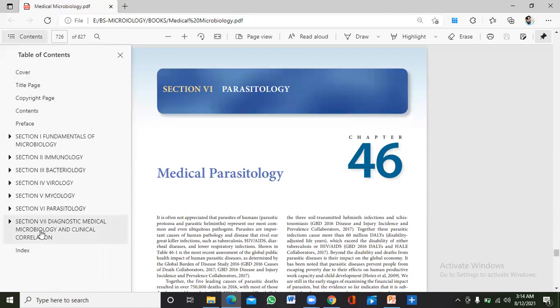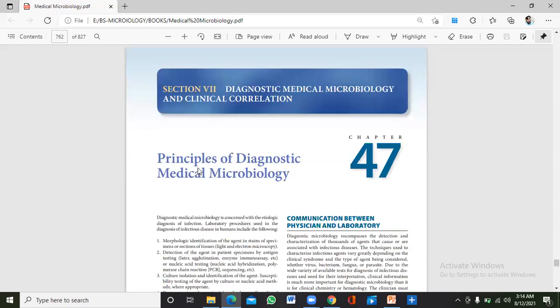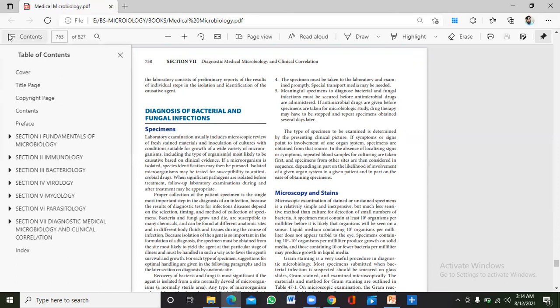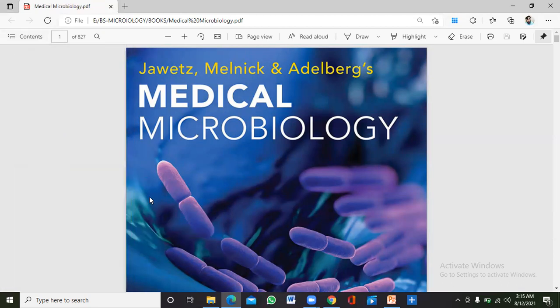After that, at the last, the diagnostic medical microbiology, or how you will diagnose these, it means how you will diagnose different medical diseases, okay. So here all the laboratory procedures are present in this section, okay. So this means that not only medical microbiology can be covered from this book, even the immunology, the bacteriology, the fundamentals of microbiology, the virology, the mycology, the parasitology, and the clinical microbiology can be covered from this book, okay.